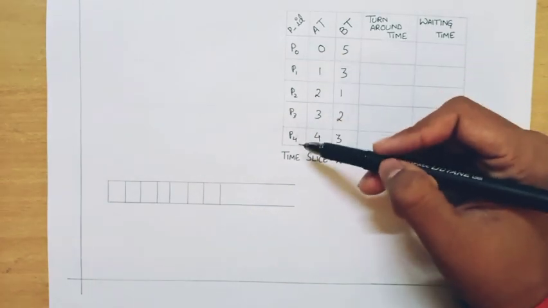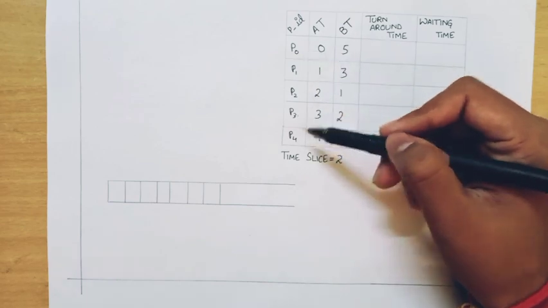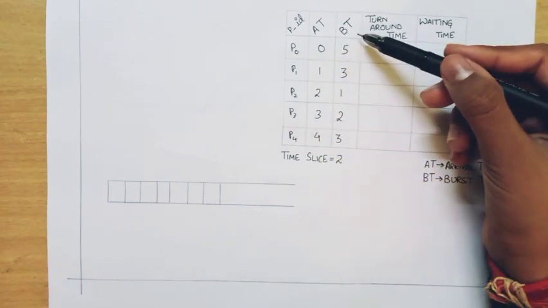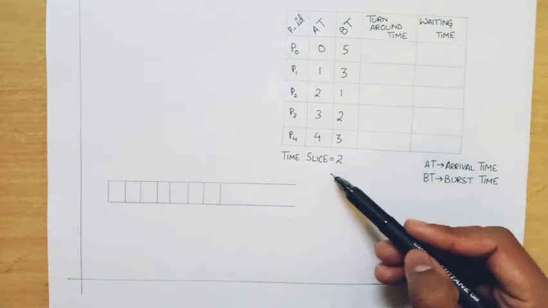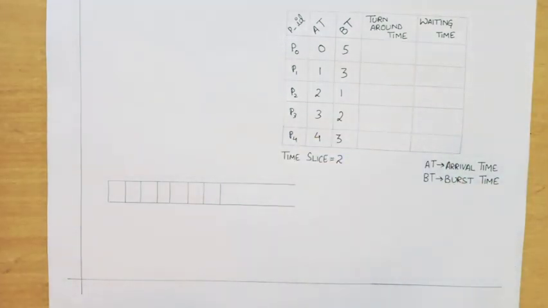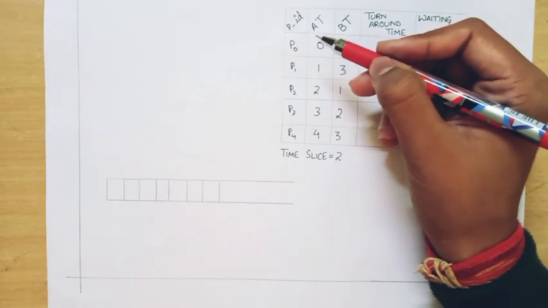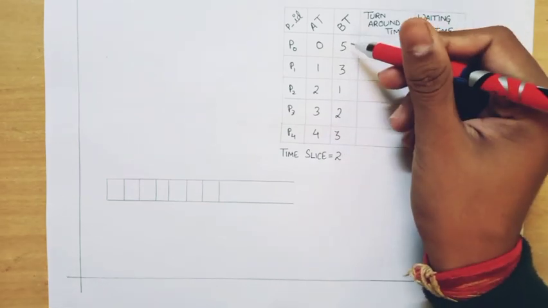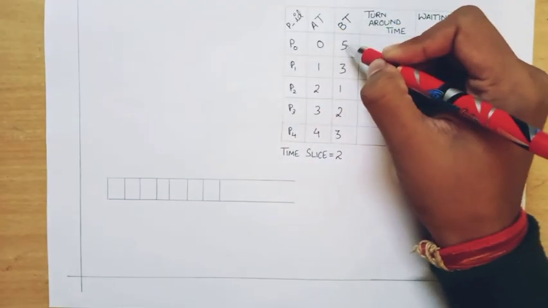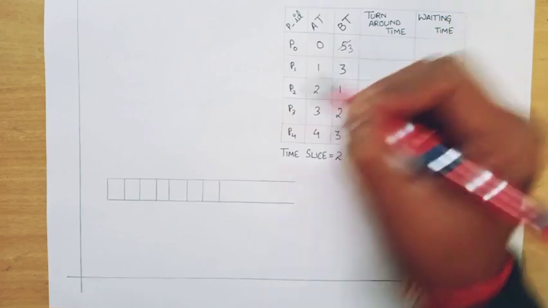Here I have 5 processes, namely P0, P1, P2, P3 and P4. Their arrival times and burst times are given, and now we have to calculate their turnaround time and waiting time. I have taken the time slice as 2. So how will we solve it? Firstly, process P0 will execute. Its burst time is 5, but as the time slice is 2, we cannot give it the whole 5, so we will give it 2. So now this 5 becomes 3.